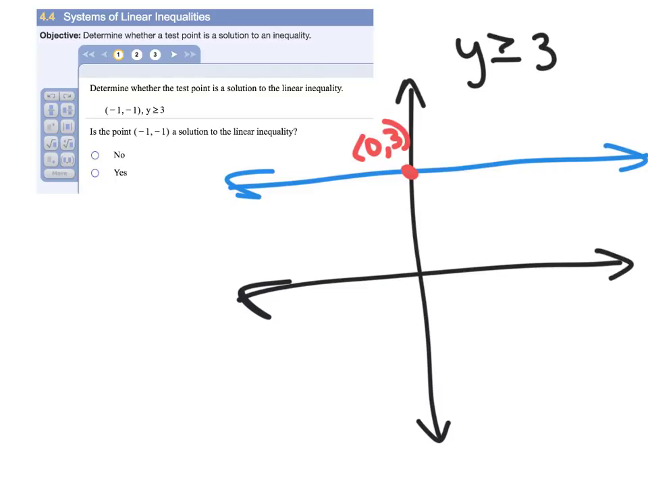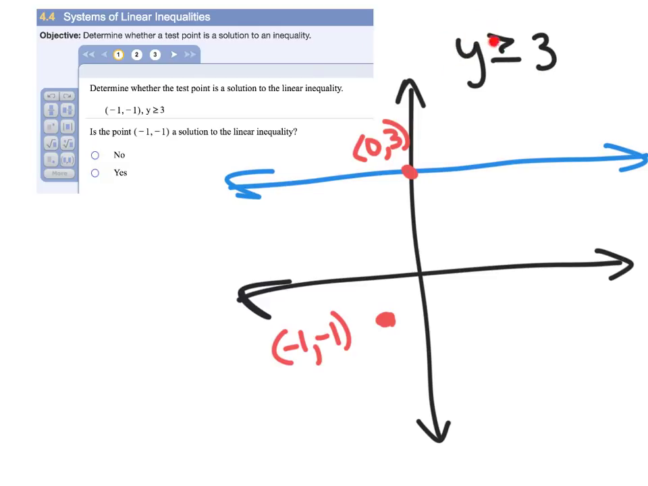All right. Now what they're asking is, is -1, -1, which would look like right here, a part of the solution? Is it a true statement or a false statement? One way to think of it is, this says y is greater than or equal to 3. So does the word greater than suggest above the line or below the line? Well, it's above the line.